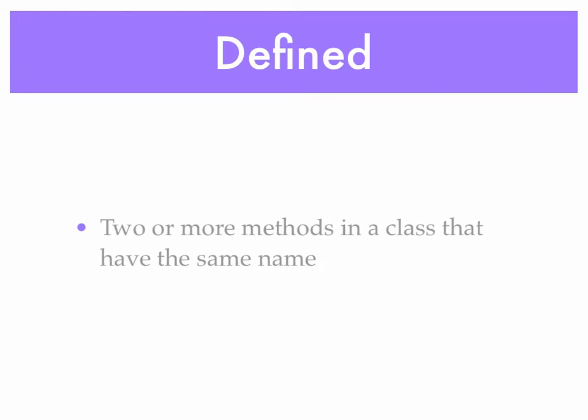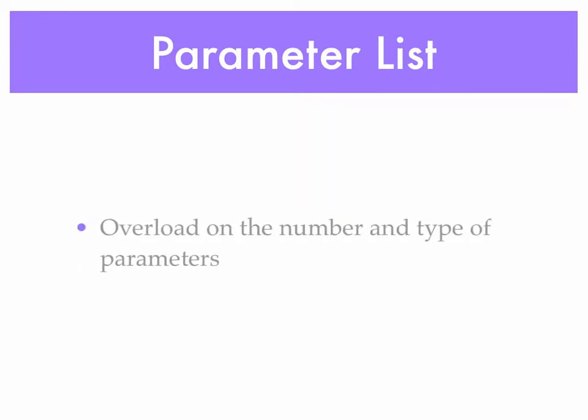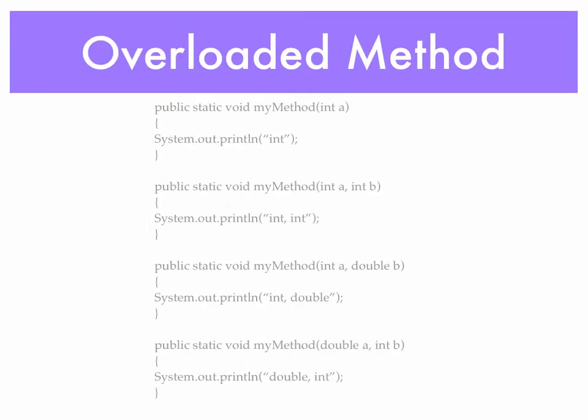Now, when we have two or more methods in a class, those methods having the same name, we have the overloading of methods. When we overload a method, we overload on the parameter list. That is the number and type of parameters, the number and type of arguments that this method expects to be passed to it. Here's an example of overloaded methods.